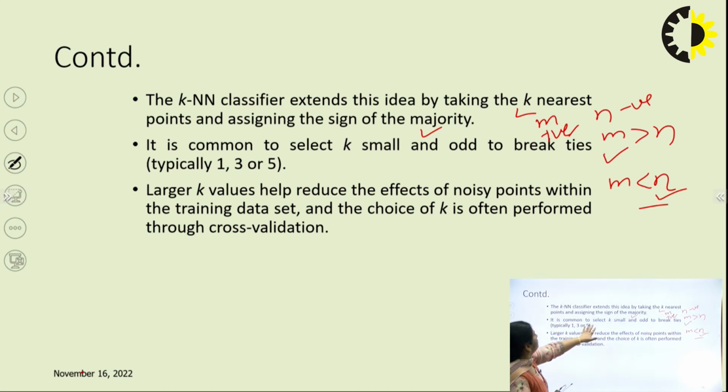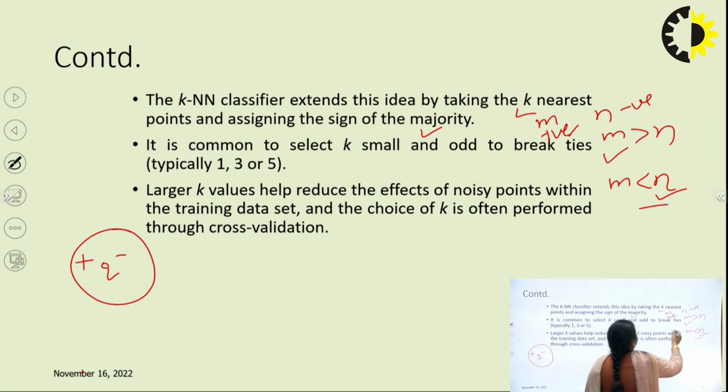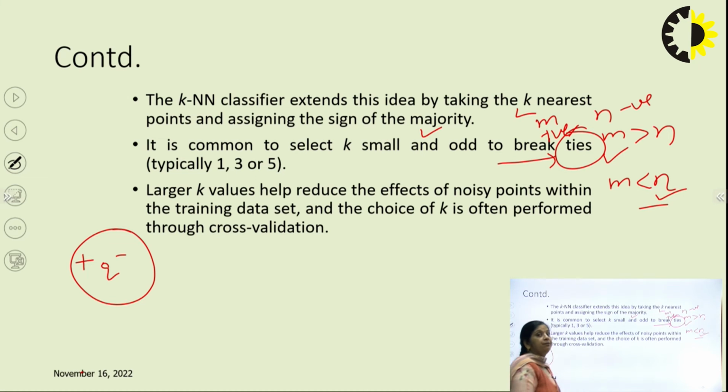It is common to select k small values and odd. Why do we take odd values? Because if we have an even value, let me say 2, and a new sample has in its neighborhood 2 values, one positive and one negative, then a tie will come. So to break these ties, we prefer to take odd values of k.